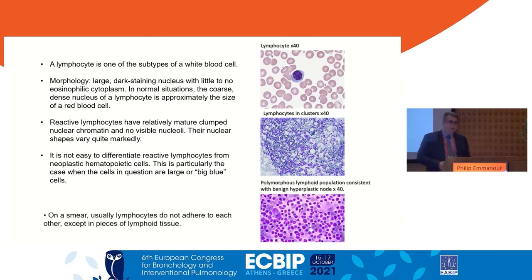Sometimes it can be a little bit more complicated. If we have pieces of lymphoid tissue, it can look like this, and it can complicate things and make us wonder whether we have lymphocytes or malignant tissue.